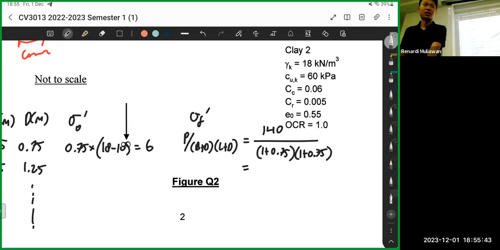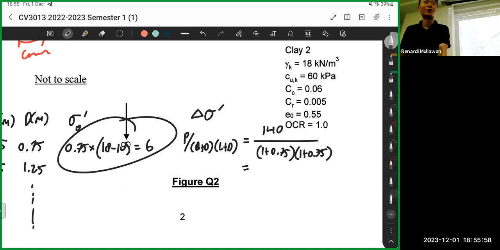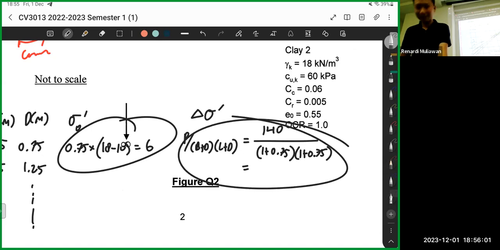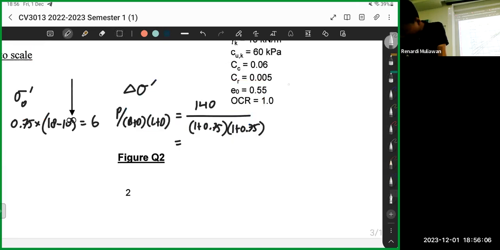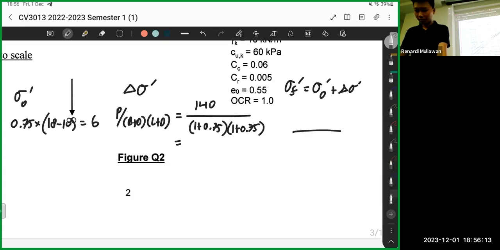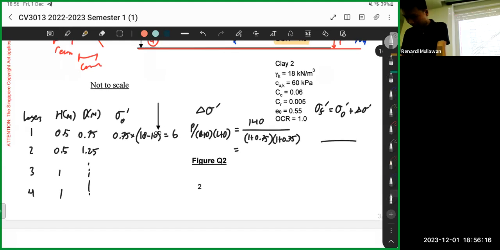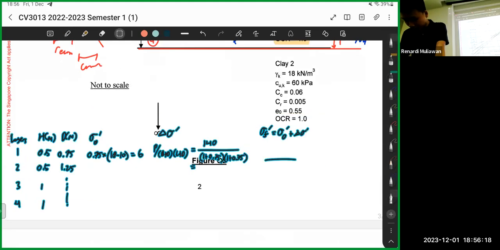Then you just get the change in stress. Oh, sorry, this is still the change in stress. The sigma final means this one plus this one. So sigma final is sigma initial plus change in sigma. Then you'll get the value. Then what's after that? Then you have all the information you need, right?